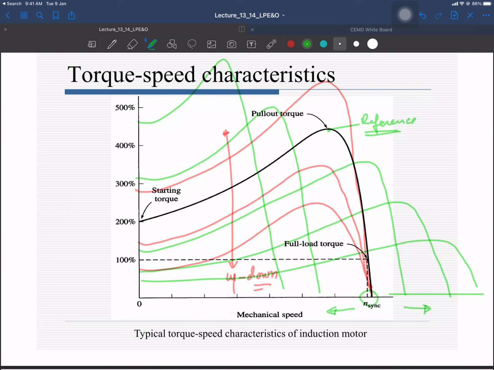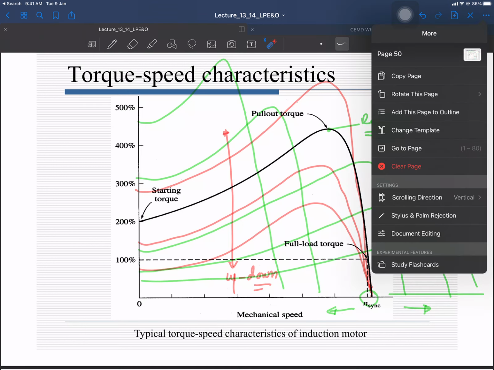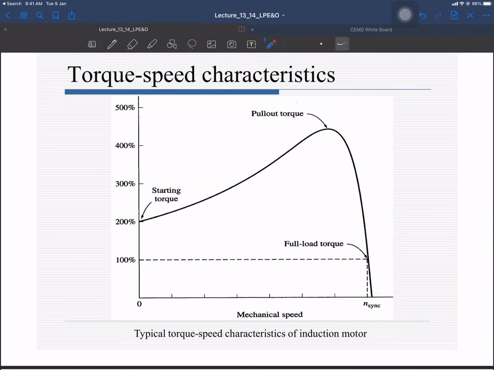Now if I control voltage and frequency both, such that we can keep this torque speed curve at the constant level. For example, I am reducing the frequency, but at the same time if I reduce voltage, what will be our new torque speed curve? Let me draw it over here.